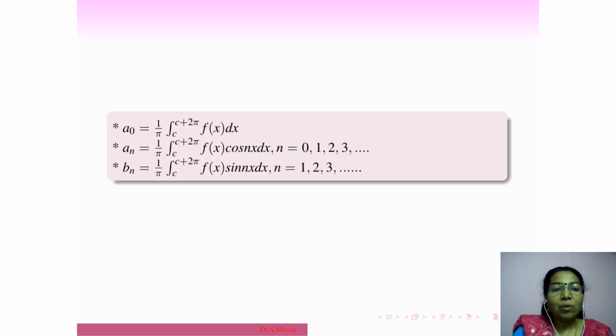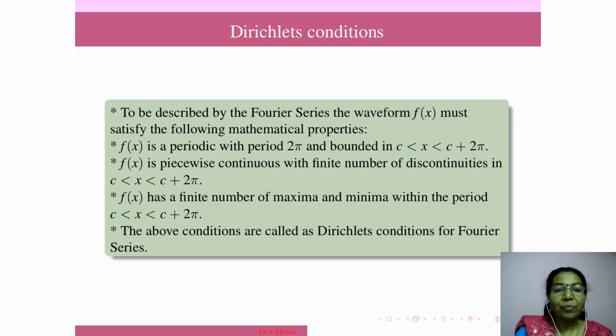Now we have the formulas to find the value of these constants. That is, a0 is equal to 1 by pi into integral c to c plus 2 pi f of x dx, and an is equal to 1 by pi into integral from c to c plus 2 pi f of x cos nx dx, where n varies from 0, 1, 2, 3, and so on, and bn is equal to 1 by pi into integral c to c plus 2 pi f of x sin nx dx, where n starts from 1, 2, 3, and so on.